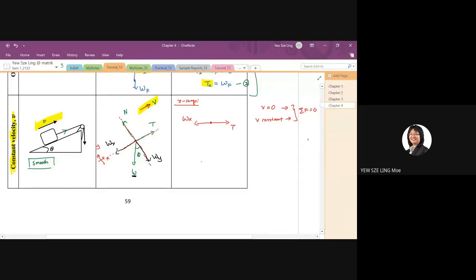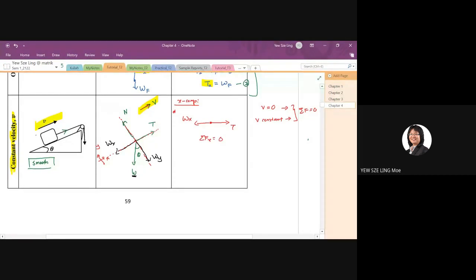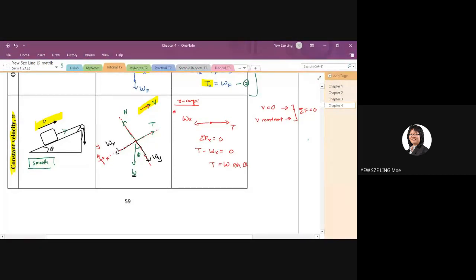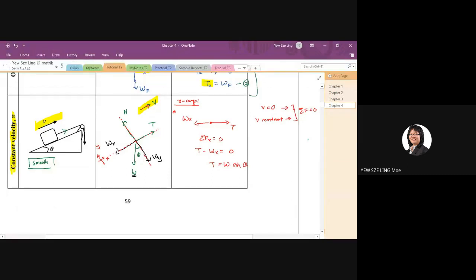So what am I going to do now? You don't have to sketch this, I'm just showing you because I want to form the equation. Whether you sketch it or not is up to you. So the summation of Fx is equal to 0 because the object is moving with constant velocity. So T minus Wx equals 0. Therefore, T is equal to W sine theta. Now what do I have along the y component?